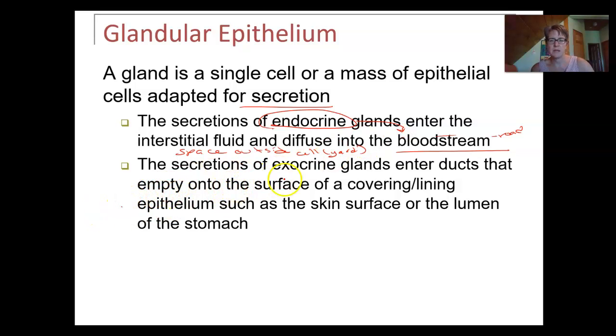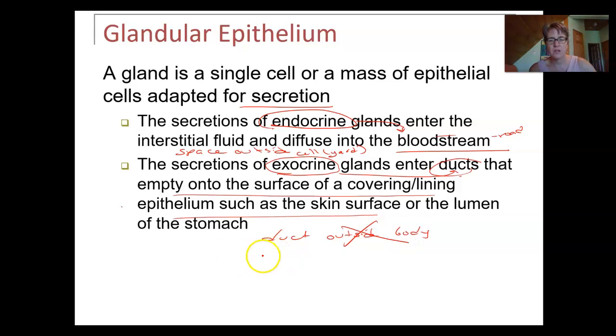Exocrine has its own passageway. It goes into its own little duct that will, I hate this definition, empty onto the surface of a lining. So people say the duct goes to the outside of the body. That is not true. The duct is a passage, like a gutter, a passageway that will lead you to another location.